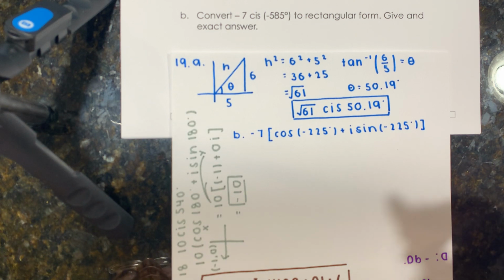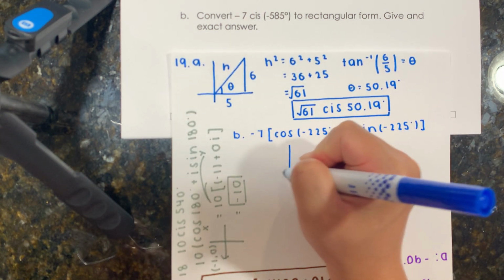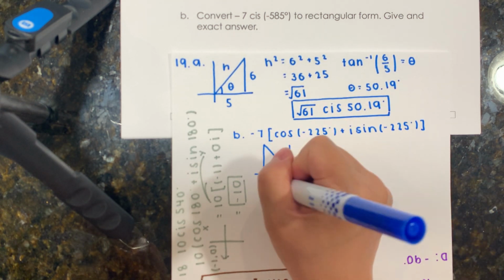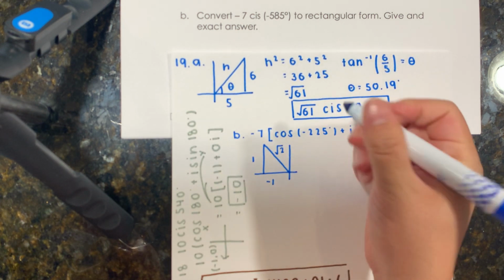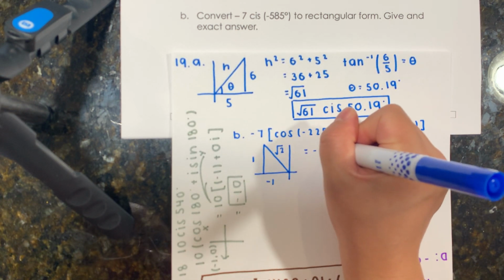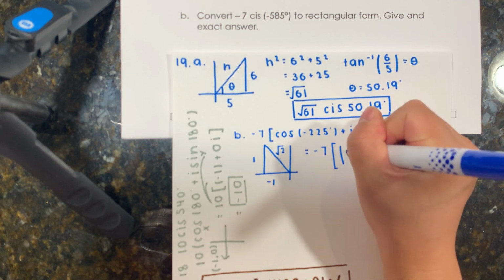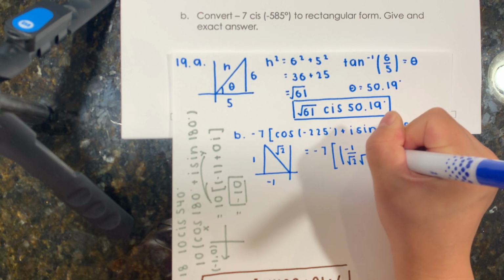-225 means you're going to start going clockwise, starting in quadrant 4, and that would put you back in quadrant 2 with a 45-degree angle. So -1, 1, root 2. So I'm going to have -7 times the cosine, which would be -1 over root 2, but you can't leave the square root of 2 in the denominator.